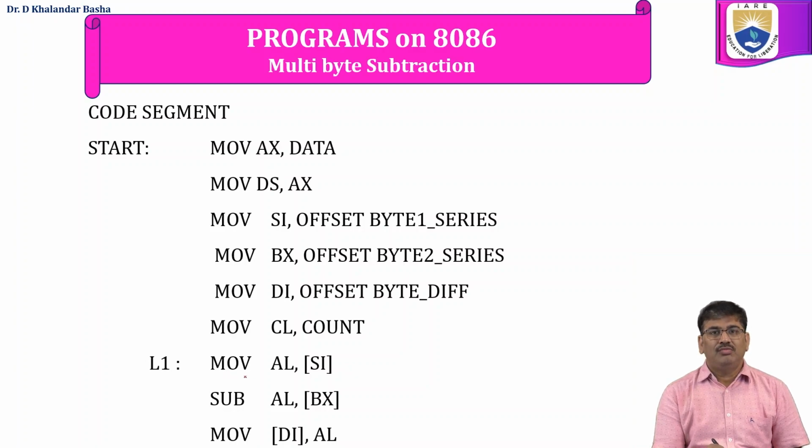For fetching the data, MOV AL, [SI]. This will fetch us byte by byte of the byte 1 series. Next, we will subtract the byte 1 series data with the byte 2 series by using SUB AL, [BX]. Here also, byte by byte of byte 1 series is subtracted with byte 2 series. Whatever difference is obtained in the AL register will be loaded into the target location by using MOV [DI], AL.